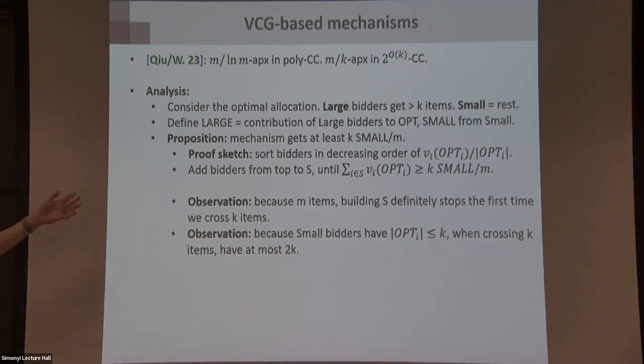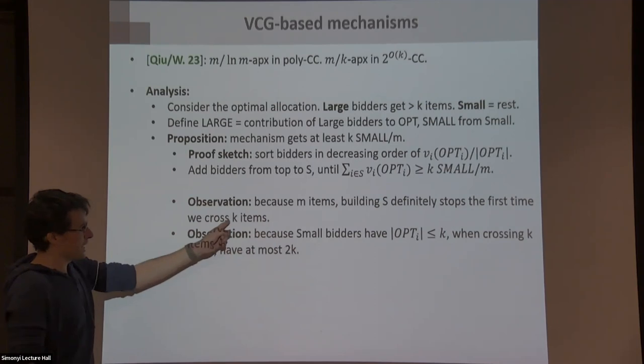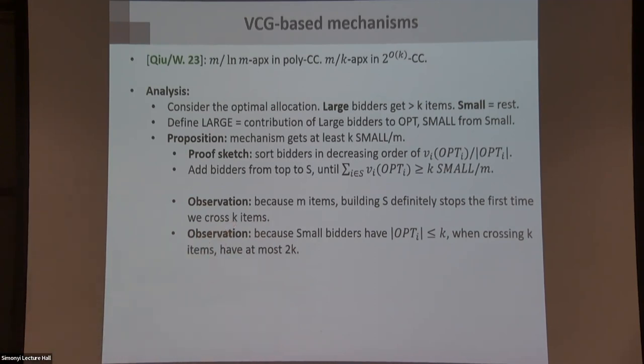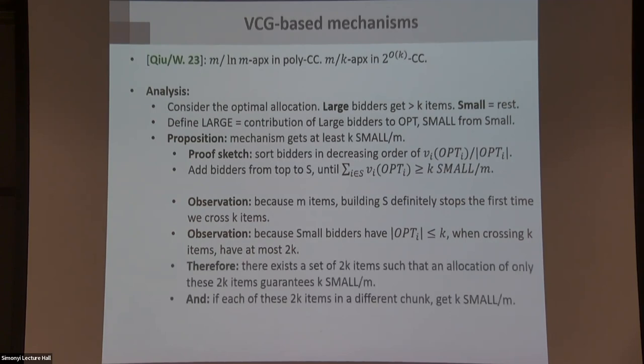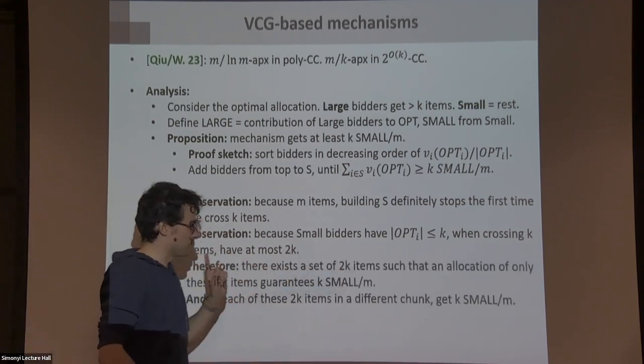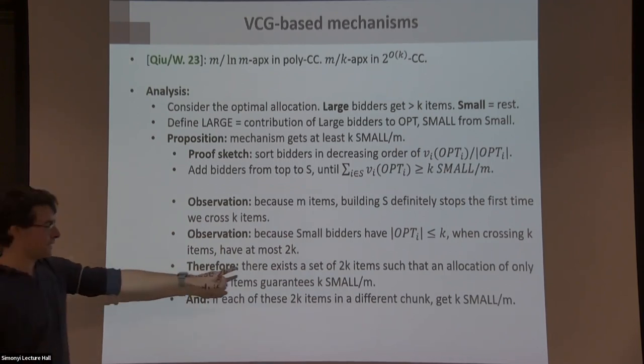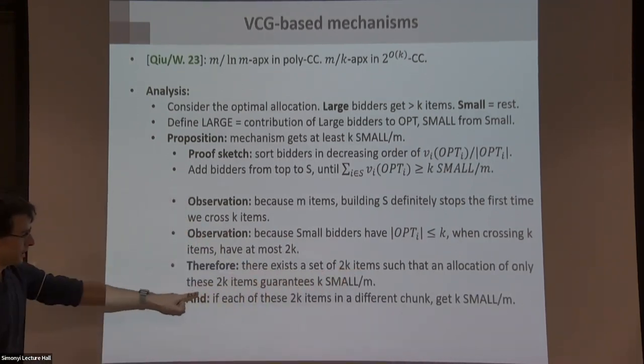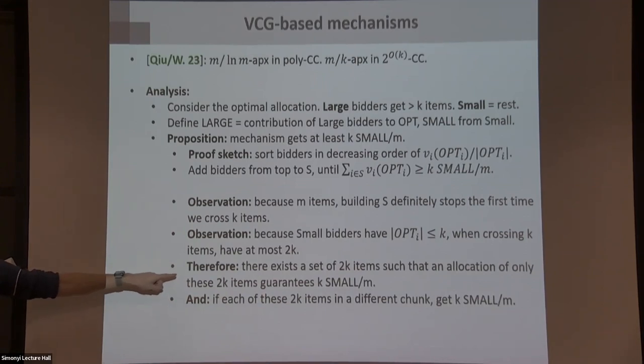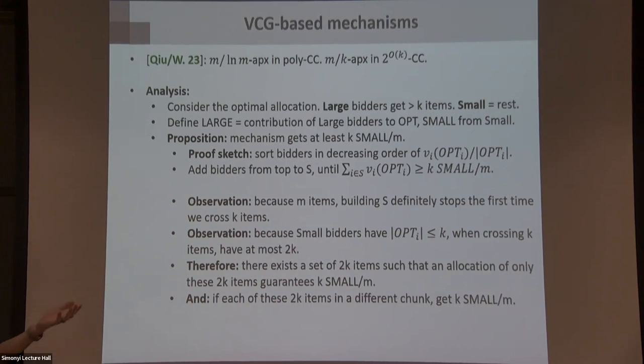The nice thing is that because all these bidders are small, as soon as I exceed K items, I can't go beyond 2K. Yes, I do need to have the entire bidder set here, but I overshoot by at most an additional K. Okay, so now I'm in nice shape. I have a set of 2K items such that, as long as I get these 2K items to the right place, then I get K times small over M.